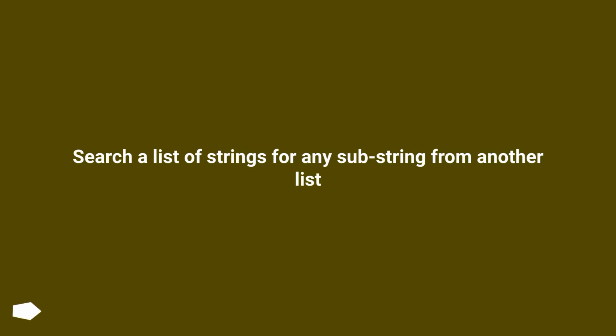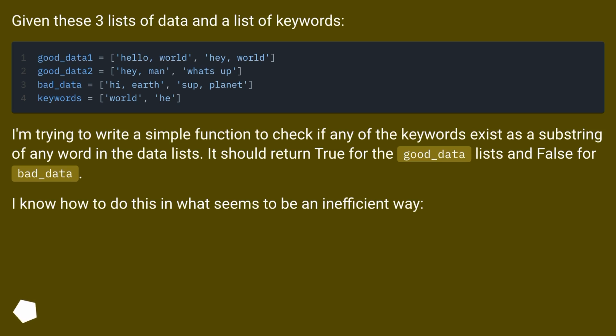Search a list of strings for any substring from another list. Given these three lists of data and a list of keywords, I'm trying to write a simple function to check if any of the keywords exist as a substring of any word in the data lists. It should return true for the good underscore data lists and false for bad underscore data. I know how to do this in what seems to be an inefficient way.